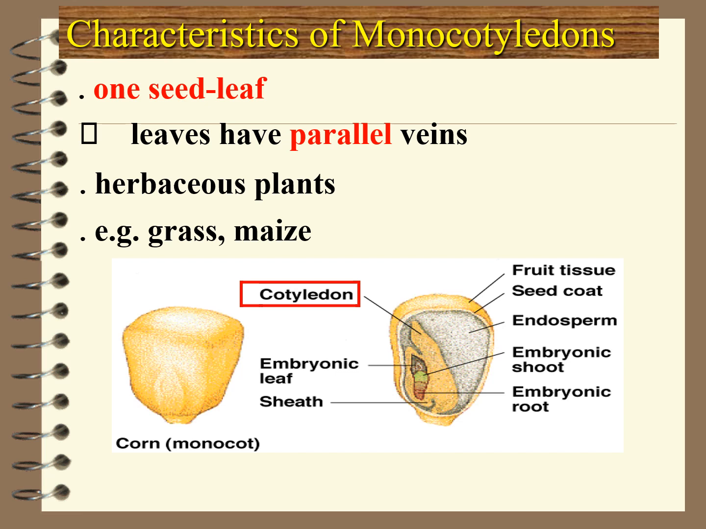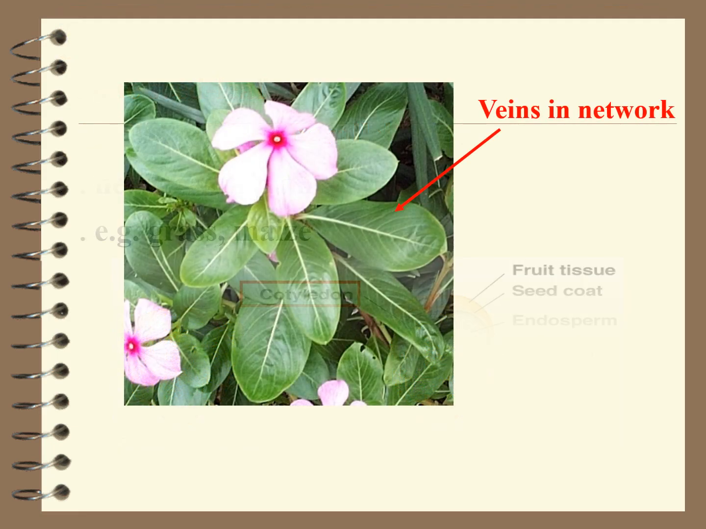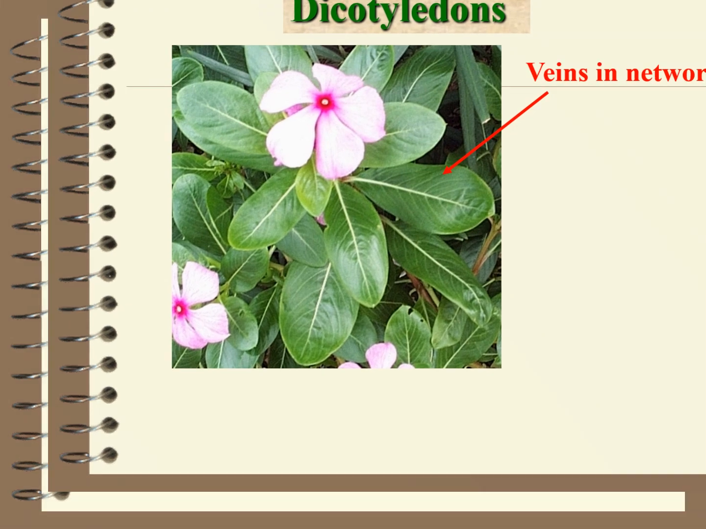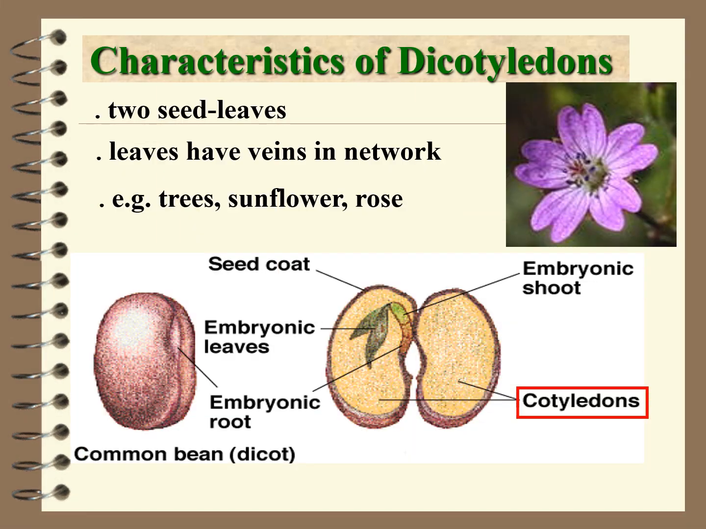Characteristics of monocotyledons. Leaves have parallel veins. Herbaceous plants. For example, grass, maize. Dicotyledons. Veins in network. 2 seed leaves. Characteristics of dicotyledons. Leaves have veins in network. For example, trees, sunflower, rose.